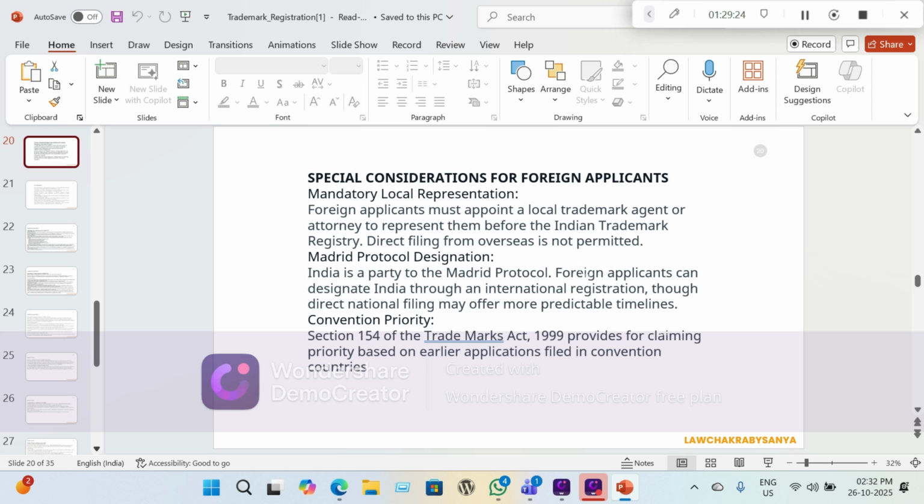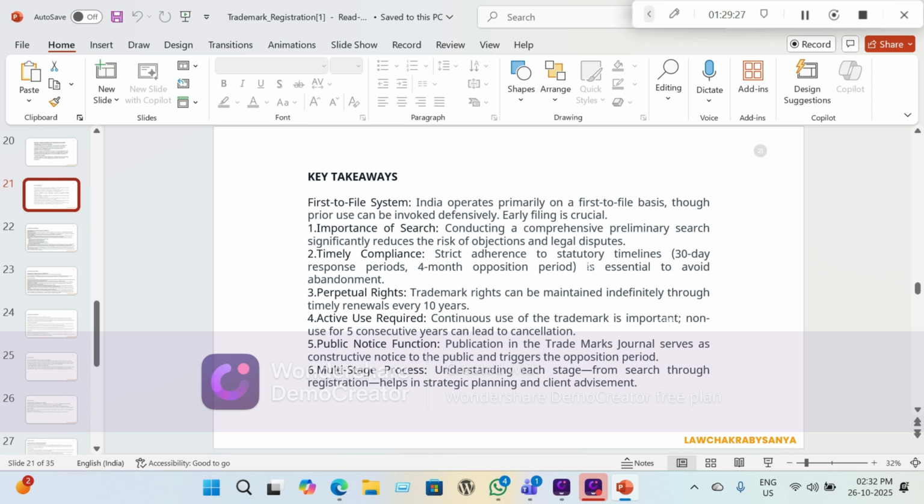Then on the next slide, I have chopped down some key takeaways for you guys. Of course, you'll also have your own takeaways and you'll have your own doubts and everything. But what I think you must retain after this session is over is that in India we have a first to file system. So India operates primarily on a first to file basis, though prior use can be invoked defensively. Early filing is crucial. So, like I told you, you can get Section 11 objections only, even if somebody else has applied for that trademark before you did, even if they don't have a registration yet. So, we have a first to file system.